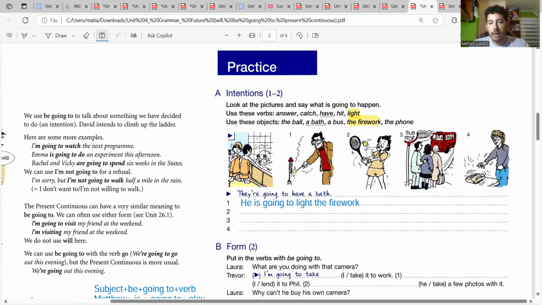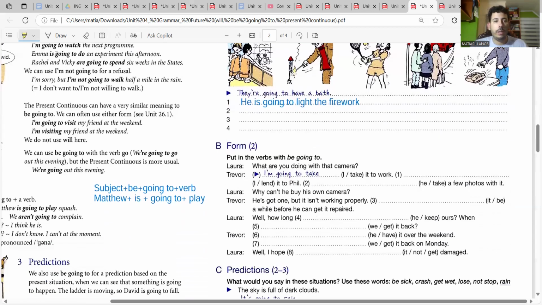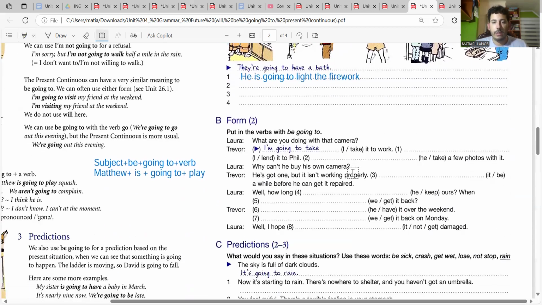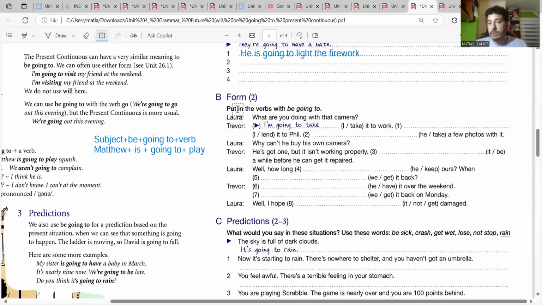because it's the firework. Then the second one, we have this tennis. We know that she's going to hit it. She's going to hit the ball. So I'll let you complete this one, but you get the idea. Then for the second part, we have to use the form, and we have to put the verbs in the form of "be going to." So the first one, it's I'm going to take it to work.